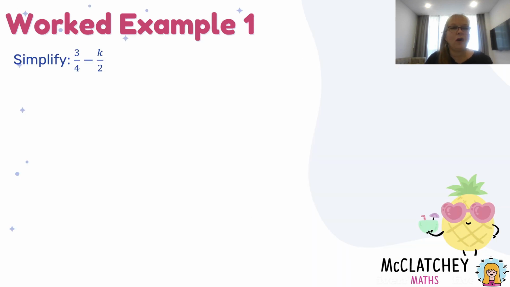Okay, so let's get right into it with some algebra. 3 quarters take away k over 2. Now I've chosen this example specifically because it's very similar to what we just did using quarters and halves. So you can see that I'm going to be changing this fraction only because 2 divides into 4. A common thing people do is to make them fractions out of 8. Just multiply this one by that one.